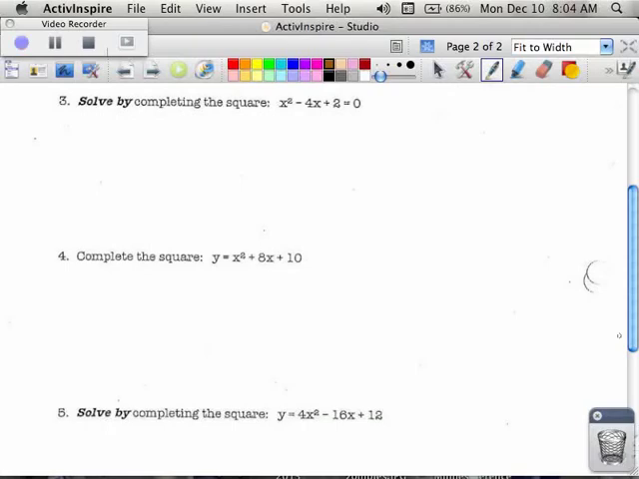So number 3, if I follow my steps, step number 1 was to write the x stuff in a parentheses. Step number 1, x squared minus 4x, parentheses, and then plus 2, and I have equals 0 now.